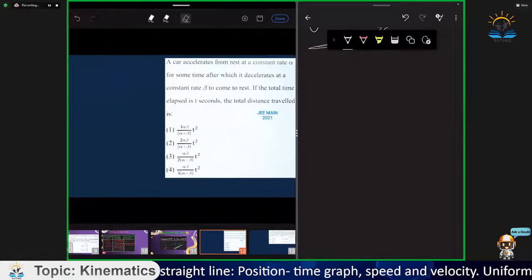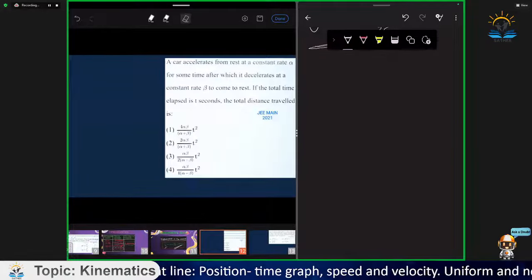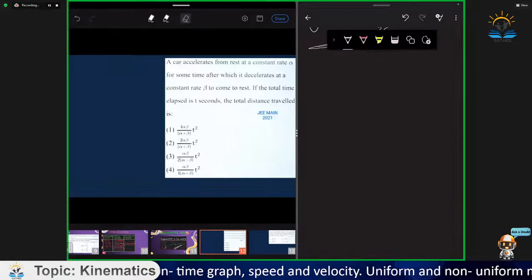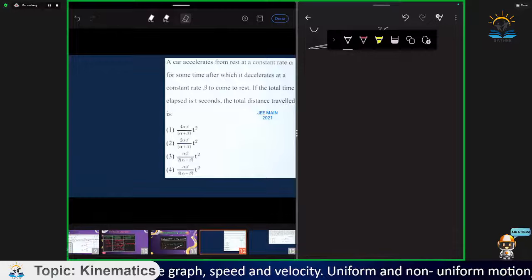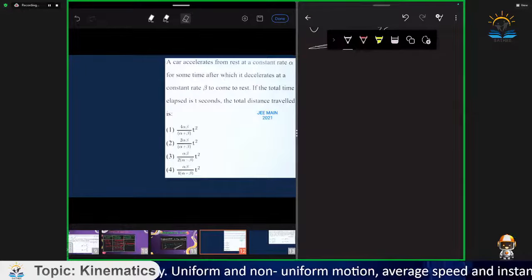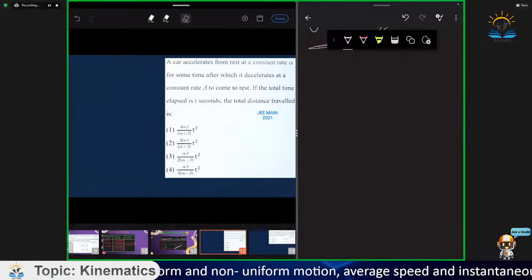This is the next question. I'm reading the question. A car accelerates from rest at a constant rate alpha for some time, after which it decelerates at a constant rate beta to come to rest. The total time elapsed is t seconds. The total distance traveled is?